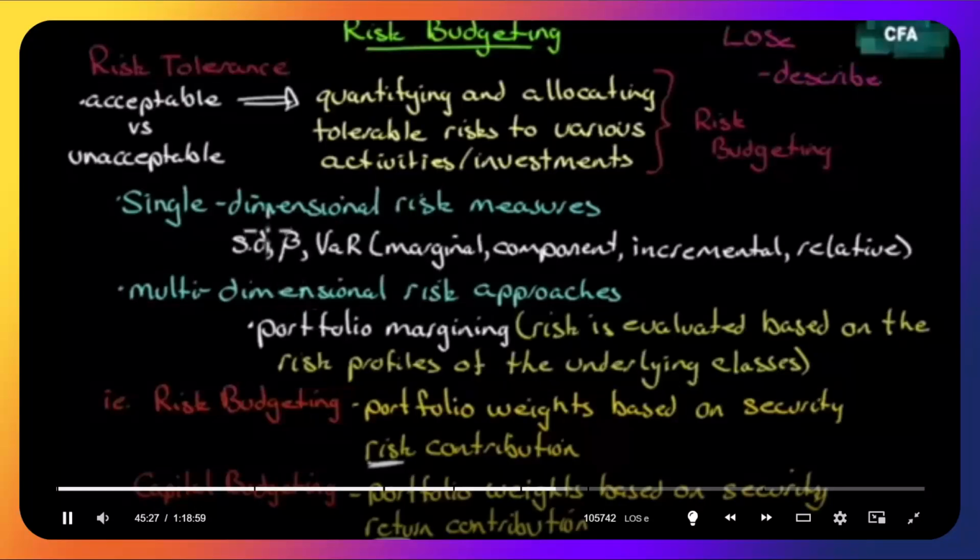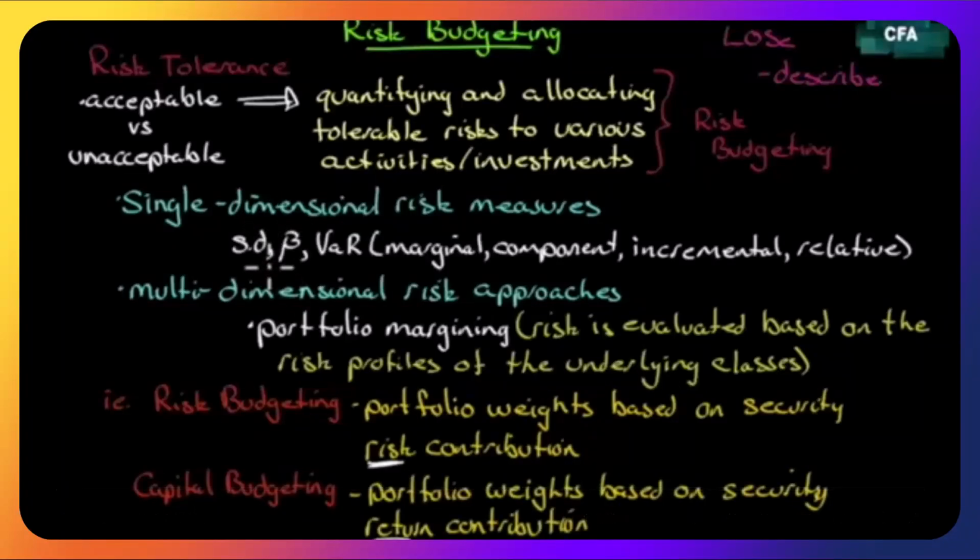Single dimensional risk approaches: standard deviation, beta, value at risk, and there's a whole bunch of variations of value at risk. There's marginal VAR, component VAR, incremental VAR, relative VAR. Marginal VAR is how much extra risk you're taking on per extra dollar. Component VAR is what happens when you delete one of the components. Does the risk profile change? Sometimes by deleting a component, you can actually raise the risk of whatever's left.